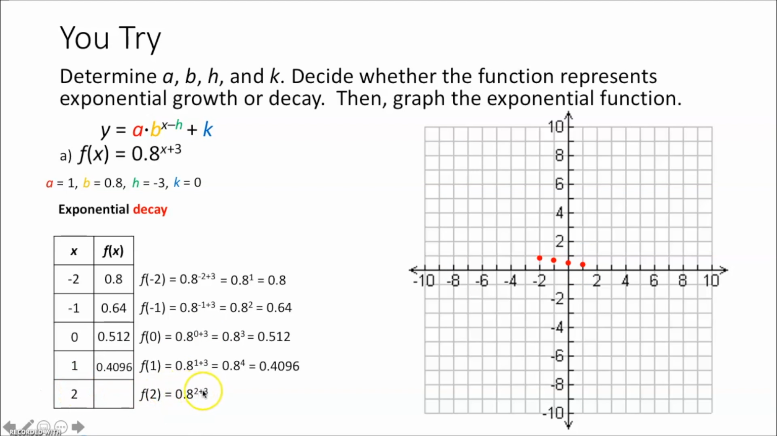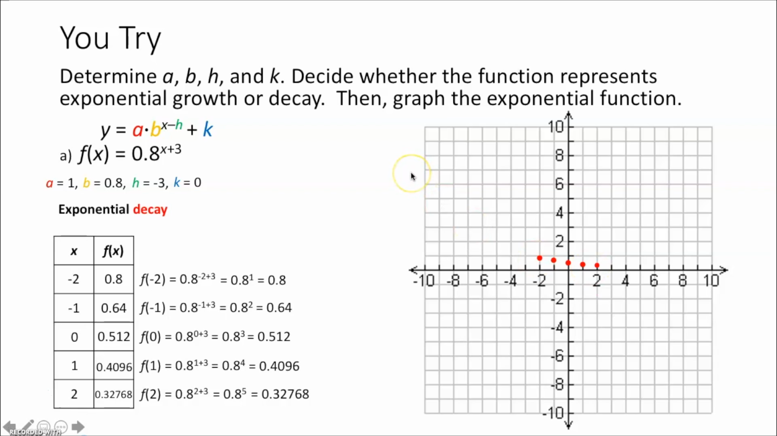Lastly, we're going to plug in 2 for x. So 2 plus 3 in our exponent is going to give you 5. And what's 0.8 to the fifth power? That's going to be 0.32768. So we plot the point 2 comma 0.32768. Again, you have no idea where that actually is, so you just kind of estimate. 0.3 is close to a third, so we go up a third of the way on our y-axis at x is equal to 2. Put a point.